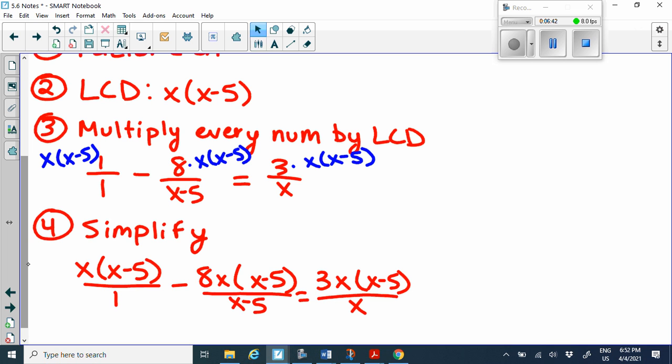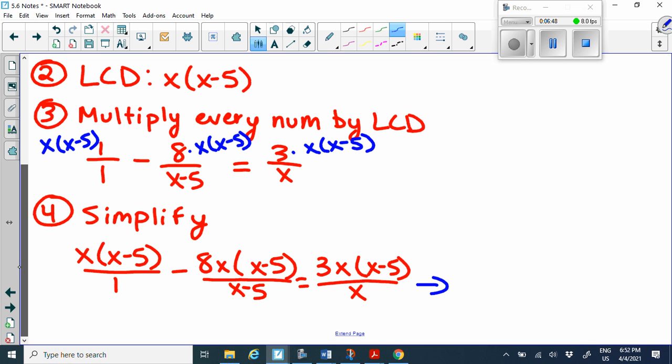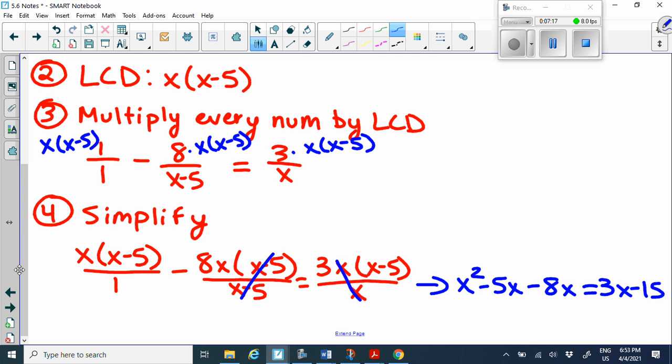Okay, so now let's talk about what we get when we simplify. Now the first one, x times x minus 5, we get nothing. I'm going to go ahead and multiply there, so I get x squared minus 5x. On our negative 8x, x minus 5, the x minus 5's cancel, so we get minus 8x. Don't forget that negative there. And then on the last one, the x's cancel, so actually I get 3 times x minus 5, which gives me 3x minus 15. Now I have this, I'm going to go ahead and solve, so that's my last step.